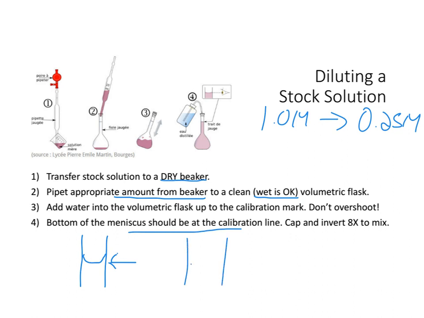Whereas in this case, there's not enough water in your volumetric flask. And then lastly, in this case, there's too much water in your volumetric flask. Neither of these are good, and you must have the meniscus at the line here.